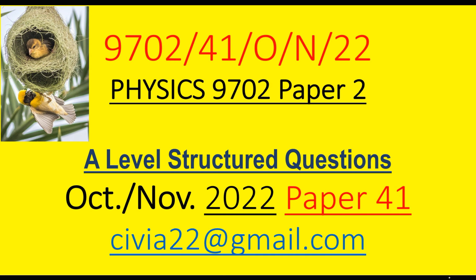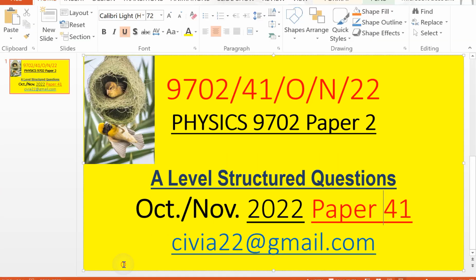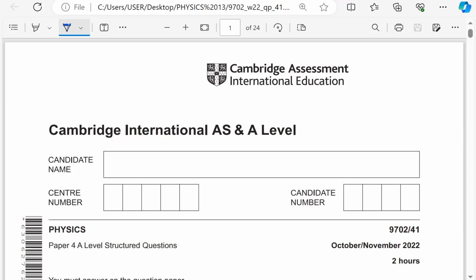And today I'm solving 9702 paper 41. This is A-level structured equations. It's actually October, November 2022. So without wasting time, I would like to take you to the question paper. One student told me this was the hardest paper they have ever seen, so I decided to go through it slowly.